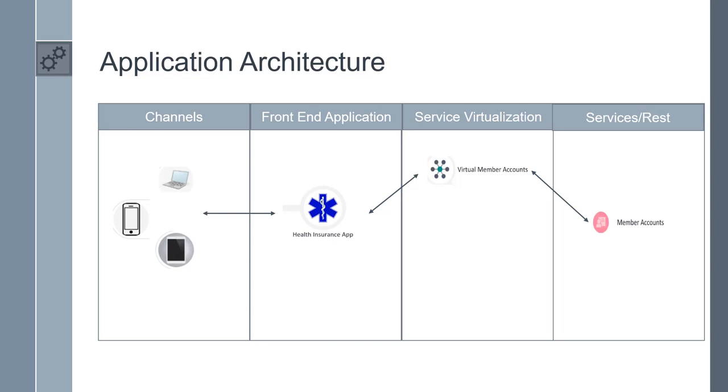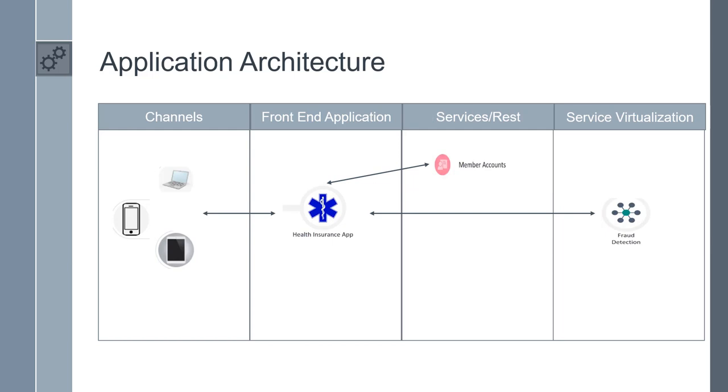Now, on the second part, we still have the same channels connecting to the front end application, and we now have two services: the member accounts, which is running using the REST architecture or the REST protocol, and the fraud detection, which will be feeding the fraud detection to the health insurance app, which is not yet existent. So we're going to be building the fraud detection REST API using service virtualization.